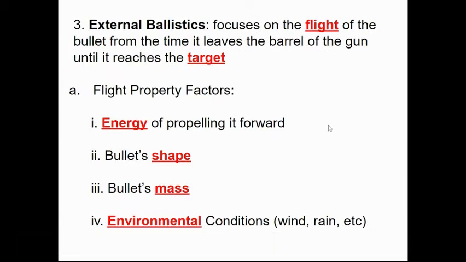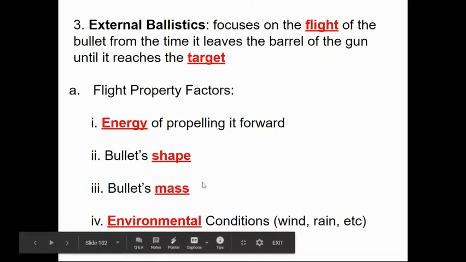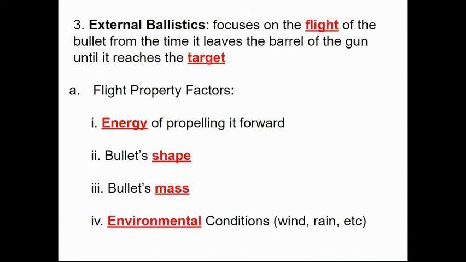External ballistics is anything that deals with the flight of the bullet from the time it leaves the barrel until it reaches its target. There could be a lot of properties to consider here. How about the energy that was used to propel it? How big was that explosion to begin with? What's the bullet's shape? What's the bullet's mass? Essentially, how heavy is it? What are the environmental conditions? Those actually matter a lot more than people realize.